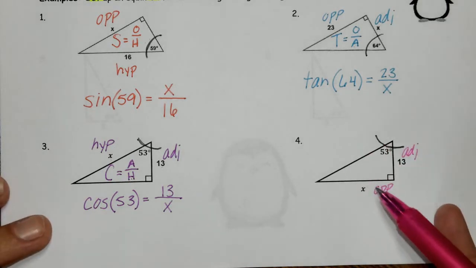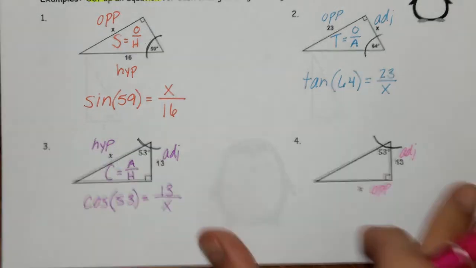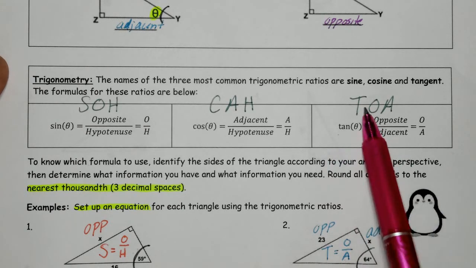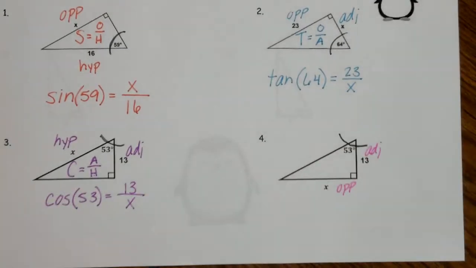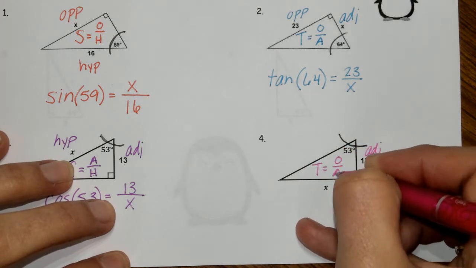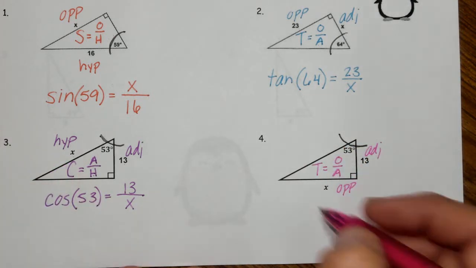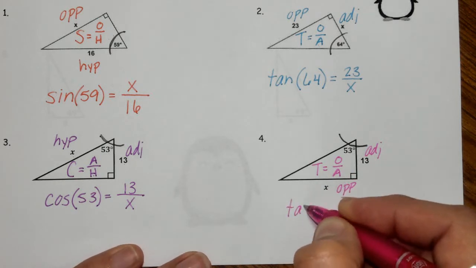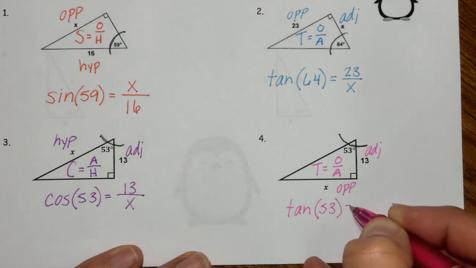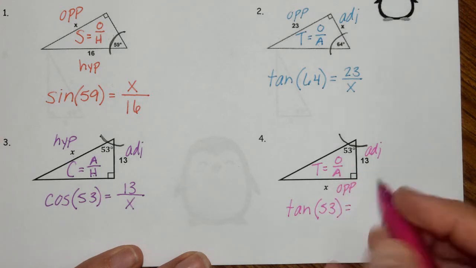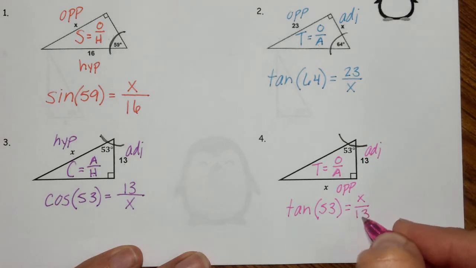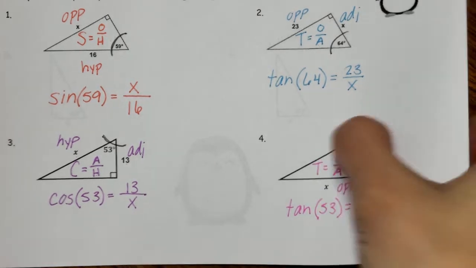Therefore, we need to look at what we are using, opposite and adjacent. We look up here for opposite and adjacent. We find out it's tangent. So our TOA. So down here, we can write tangent is opposite over adjacent, TOA. So we have the tangent of the angle measurement, 53, is equal to opposite, x, over adjacent, 13. All right? So let's go solve.